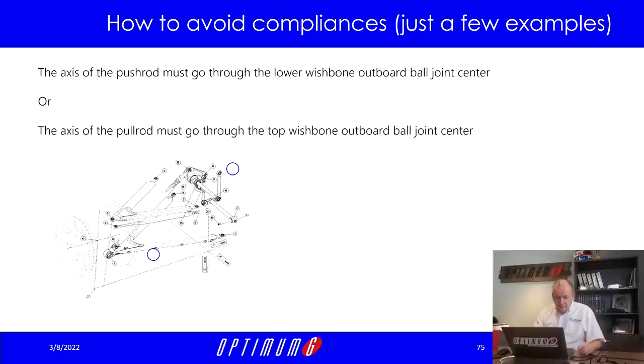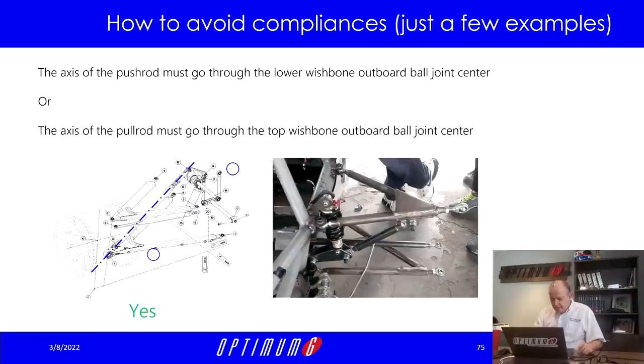Same thing. You need to know that the push rod must be, sorry, the little circle should be there from the outboard pinion joint. That is not good, because here you have the pull rod, which is not going through the center of the ball joint. That's guaranteed. If this thing is going to break, it's going to be right here.